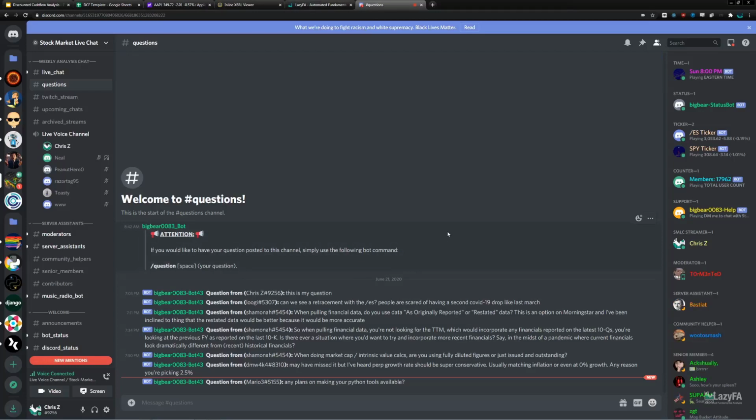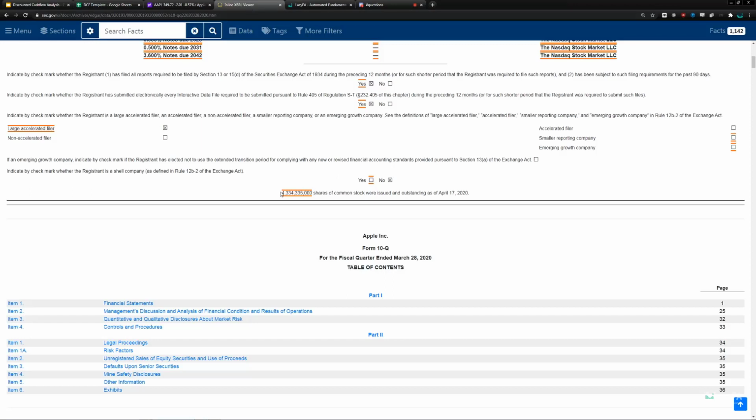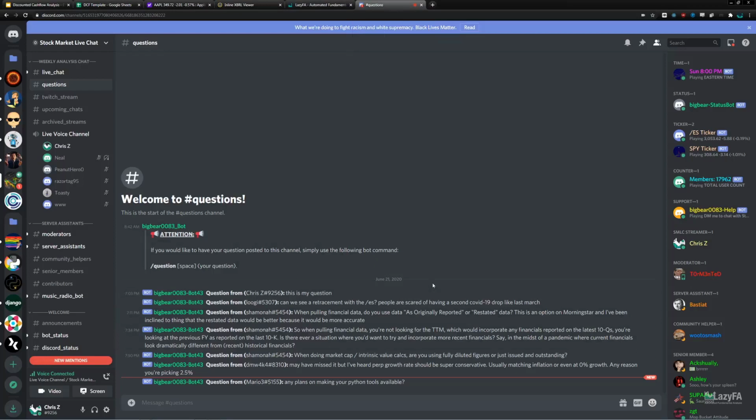When doing market cap and intrinsic value calcs, are you using fully diluted figures or just issued and outstanding? You probably want to use fully diluted. I only used whatever that first one was here on the 10Q. But if you want it to be 100% accurate, then yeah, you'd want to use diluted shares outstanding. You always want to account for dilution. With a company like Apple, it's probably not as important. But if you're working with a company that dilutes a lot, it becomes a lot more significant. So the more accuracy you can put into those calculations, the better your valuation is going to be.